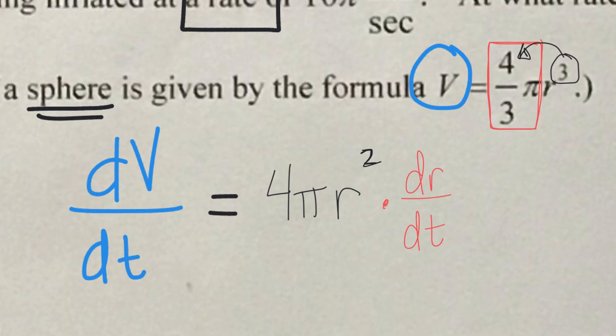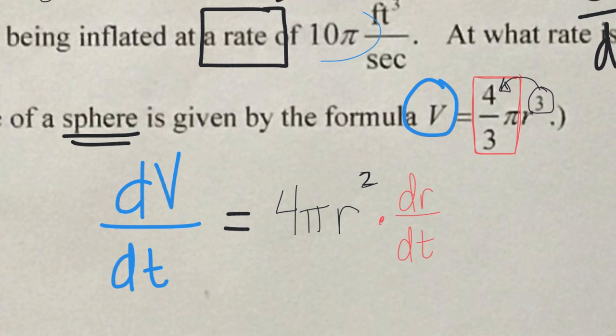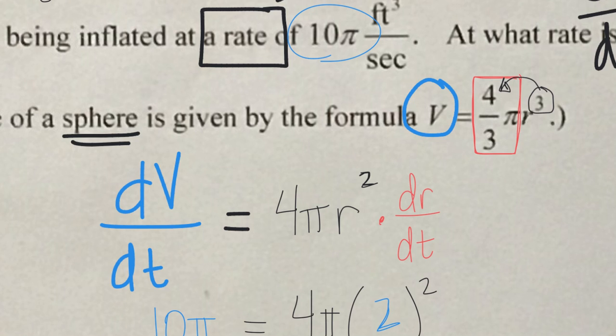So now let's plug in our values. We know that the volume is changing at a rate of 10 pi. We don't need to include units, of course. We'll think about that at the end. 10 pi is your rate of change of volume. Equals 4 pi. What was our radius? 2. When radius is 2, so we know r is 2. And we're trying to find dr dt. So we need to solve this equation for dr dt.